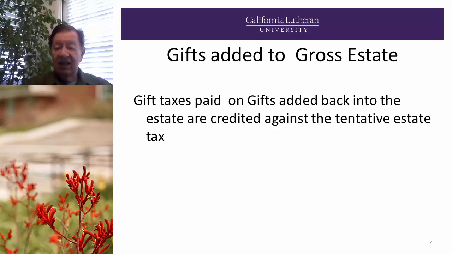Gifts added to the gross estate. Gift taxes paid on gifts added back to the estate are credited against the tentative estate tax. What that means is we have the gift tax paid on gifts that had gone back in the estate under the 3-year rule. Those gifts are credited against the estate tax, and we'll show how that's done when we go through the calculation of the estate tax.